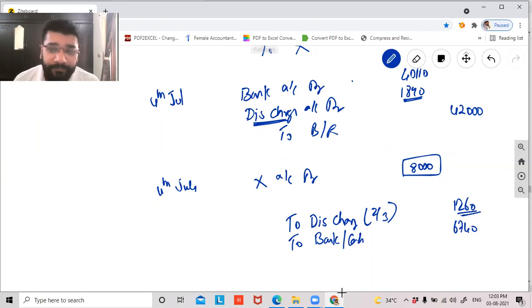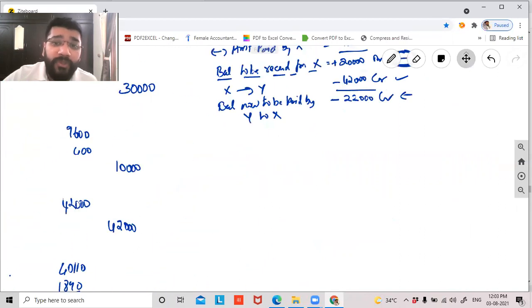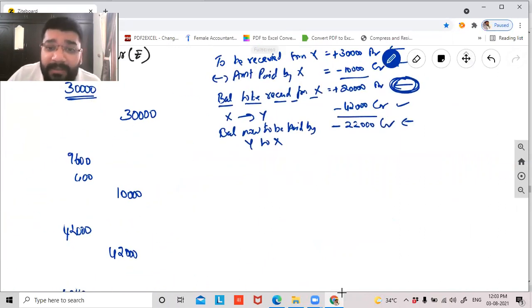Yes or no? Yes, sir. Y is settling to X. Y is settling this 8,000 rupees, not paying. How much is Y supposed to give, guys? The balance amount to be paid by Y to X is 22,000. In that 22,000, 8,000 is being settled.